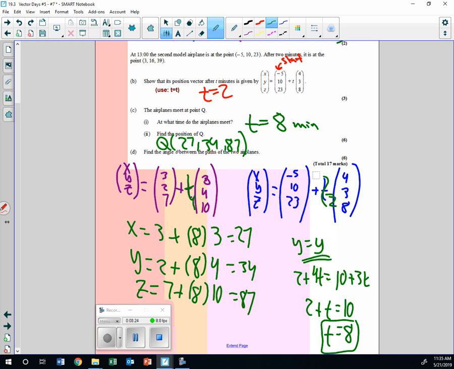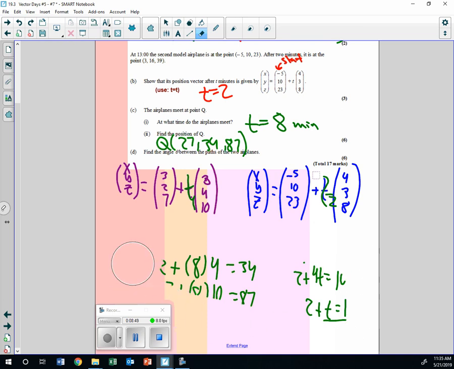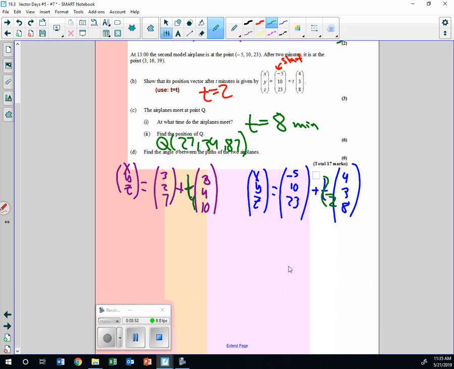Let's see. Negative 5 plus 32 is 27. 10 plus 24 is 34. 23 plus 64 is 87. So that works too. So that definitely is where they meet at t equal to 8. Then the last one, find the angle between the paths. The angle between the paths is a formula that has two vectors in it. Cosine of theta is vector A dot vector B over the magnitude of A times the magnitude of B.